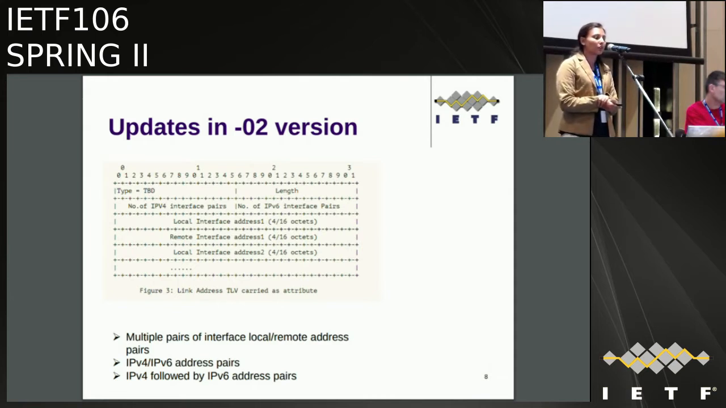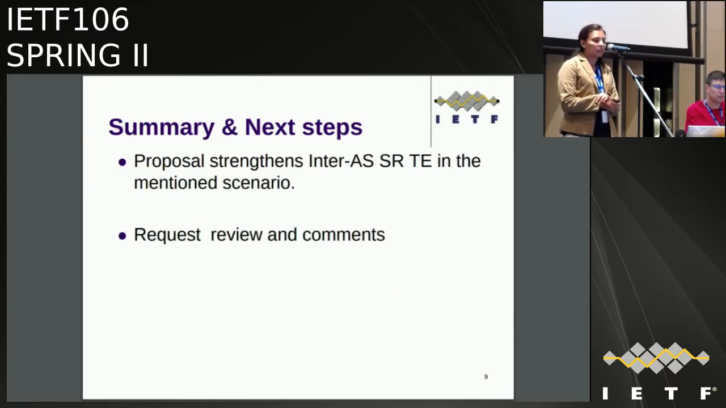So the controller is responsible for looking at the peer node SID and these attributes, and correlating which peer adjacency SIDs the peer node SID corresponds to, and getting the traffic engineering attributes such as bandwidth, link color, or other traffic engineering attributes from this advertisement. So this advertisement is mainly used for correlation by the controller. That's the summary. It strengthens the inter-AS SRTE in this particular scenario. So we request review and comments.